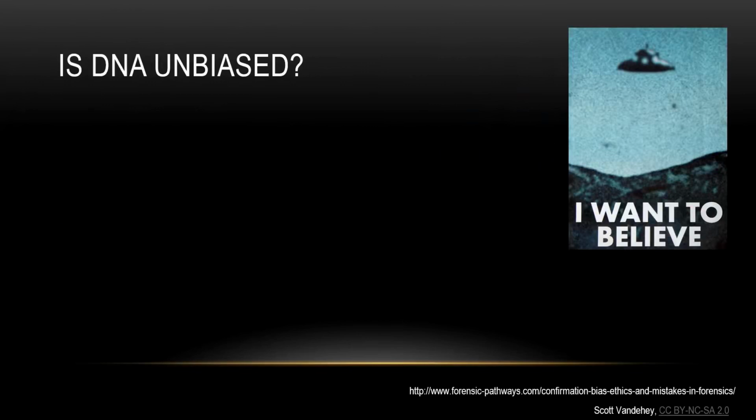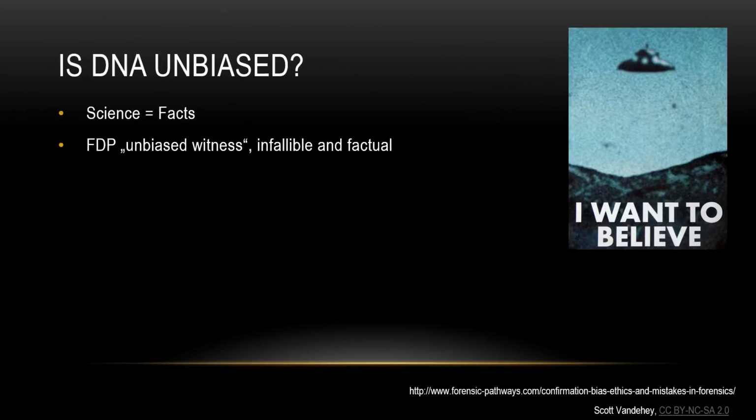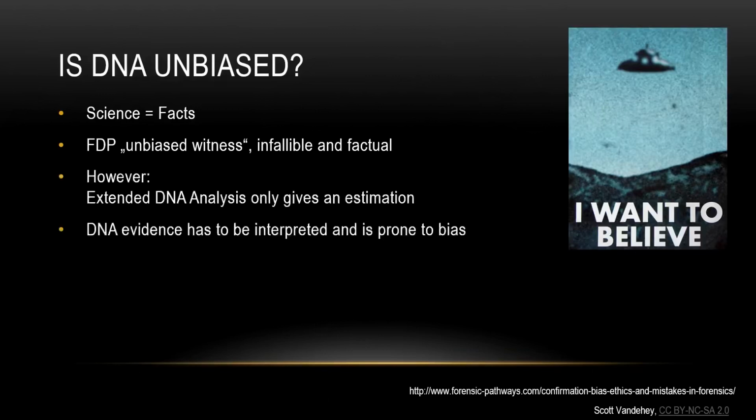And oftentimes science is supposed to equal facts, and DNA is an unbiased witness because it's infallible and factual, because it's based on science and it's done by scientists. However, you have only an estimation about how people could possibly look like, and therefore it has to be interpreted by a human being, and therefore it's prone to bias.